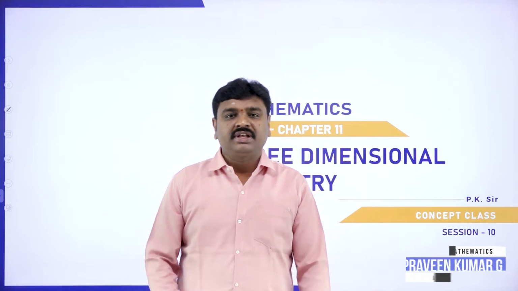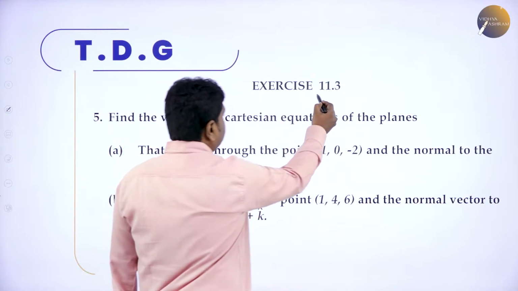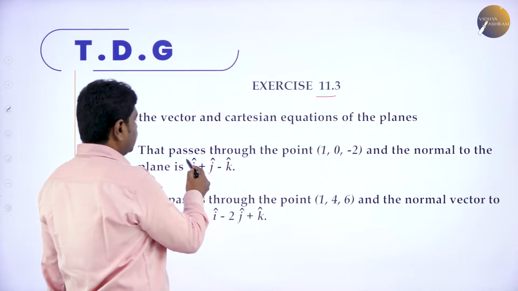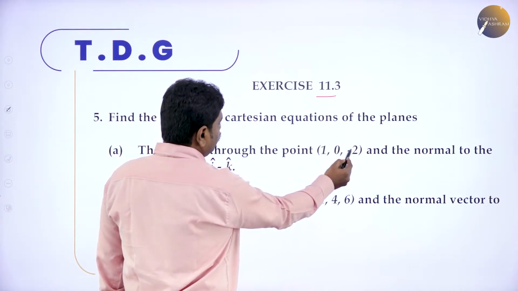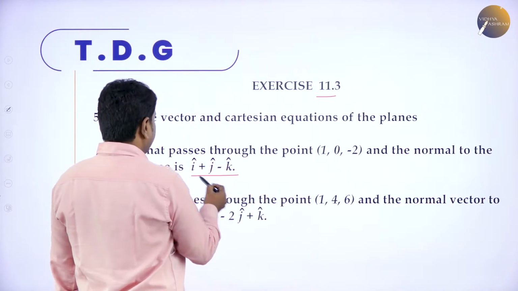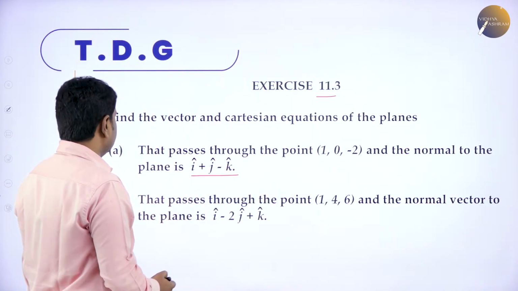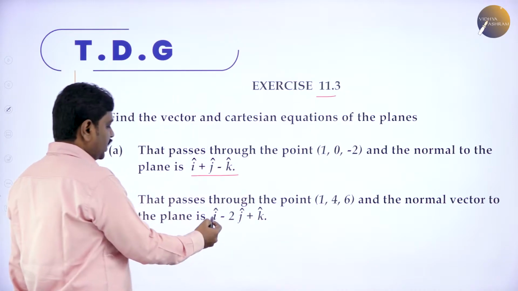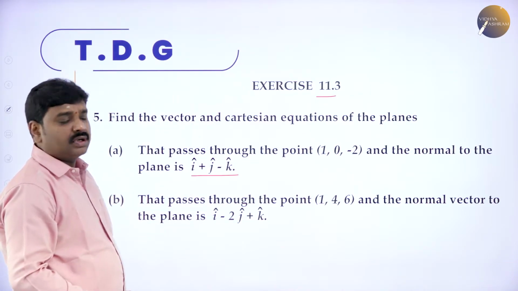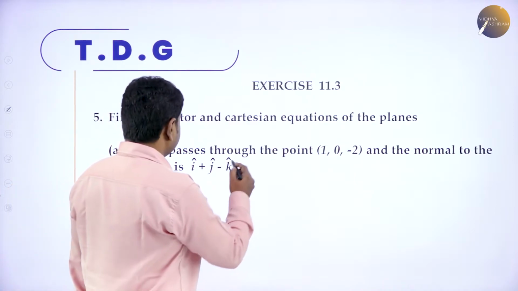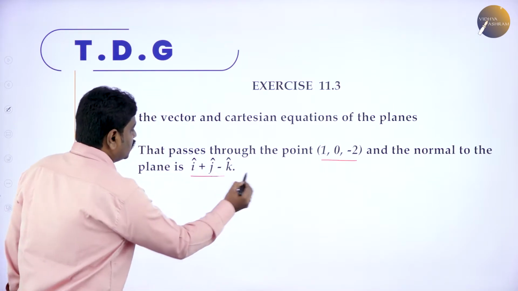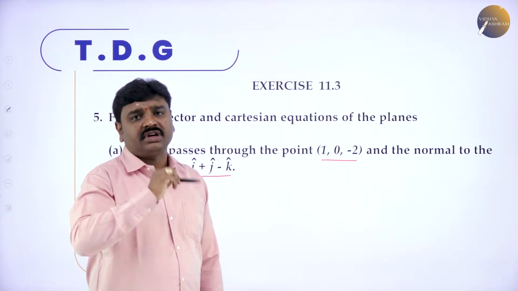Welcome to the session, dear students. Today we'll go ahead with the problems of planes in the exercise 11.3. Find the vector and Cartesian equation of the planes that passes through the point 1, 0, minus 2 and normal to the plane i cap plus j cap minus k cap. Similarly, one more problem: passing through the point 1, 4, 6 and normal to the plane i cap minus 2j cap plus k cap. So here they told the point, the first problem, they want both vector equation passing through the point and normal to the plane. So first you should know what is a vector equation.